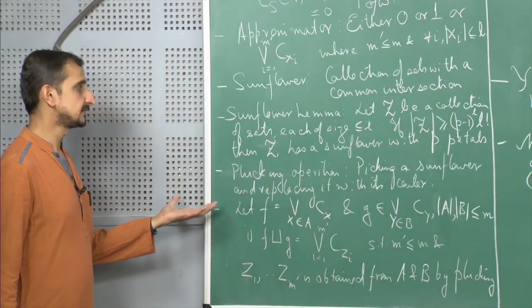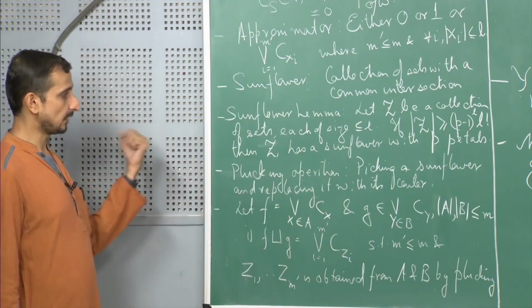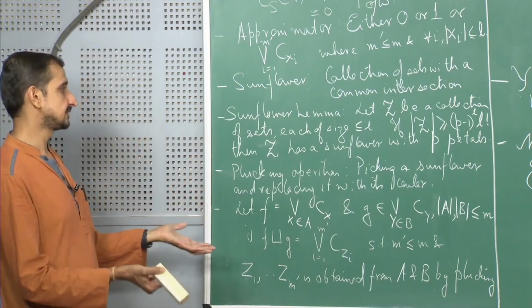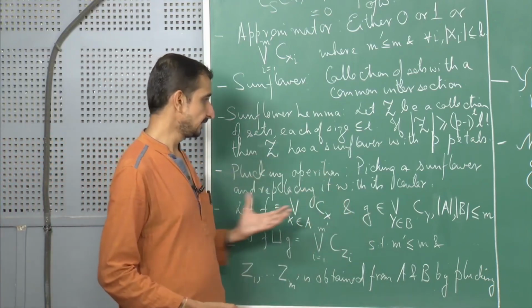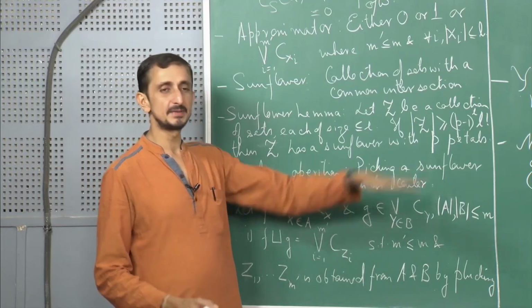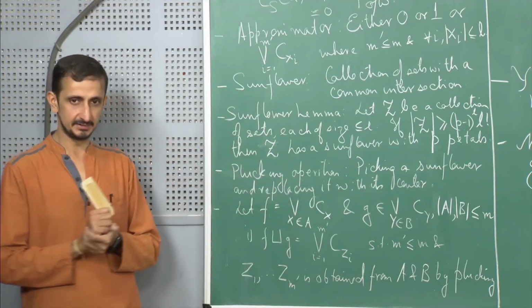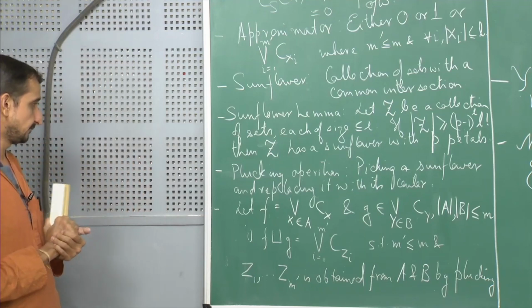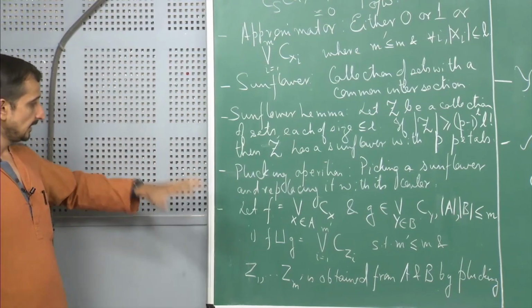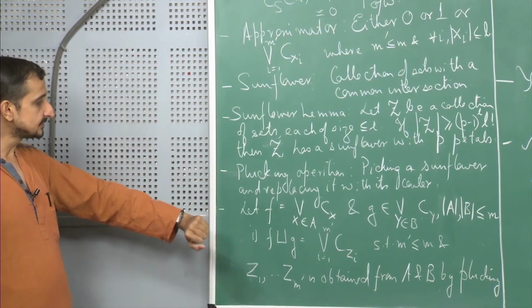Now the plucking operation is basically, if you have a sunflower, then you take the sunflower and replace it with the center of the sunflower. The center is basically the common intersection. We saw all of this last time. Now approximating these two gates.